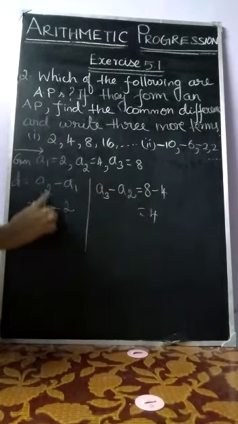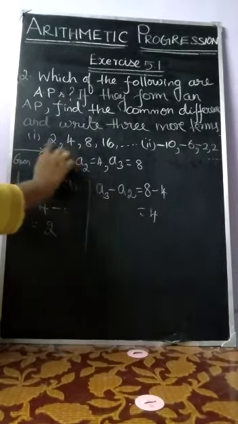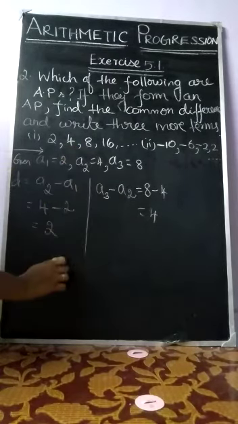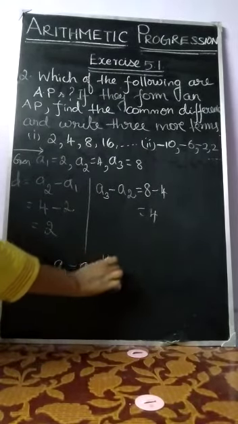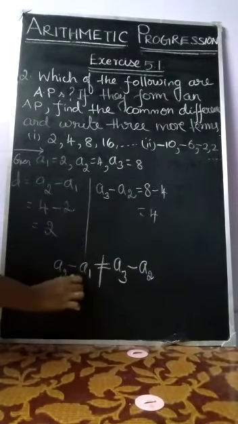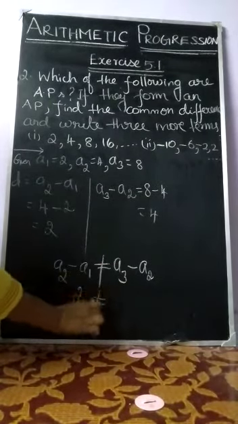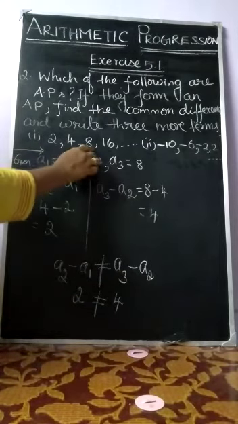4. So A2 minus A1 is not equal to A3 minus A2. So the given value is not form an AP. Okay. So A2 minus A1 is not equal to A3 minus A2. Because the first value is 2 and the second value is 4. So it is not equal. So the given sequence is not an AP.